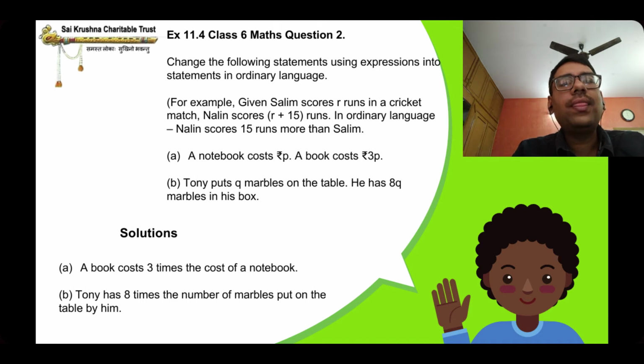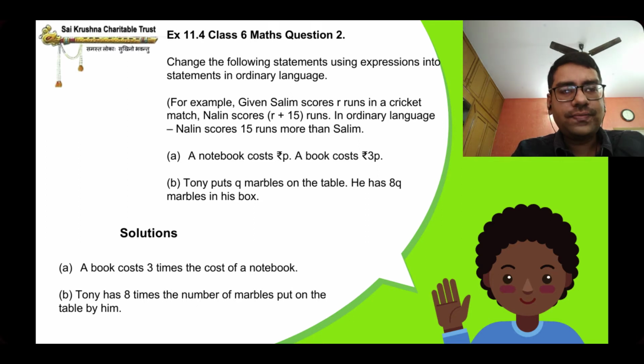For example, given Salim scores R runs in a cricket match. How many runs did Salim score? R runs. Nadine scores R plus 15 runs. In ordinary language, we can say Nadine scores 15 runs more than Salim. So in a cricket match, you have scored 20 runs. Your friend has scored 15 runs more than you. So how much has your friend scored? 20 plus 15, 35, right?